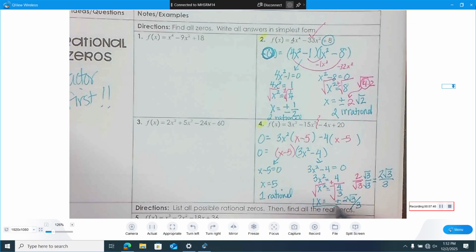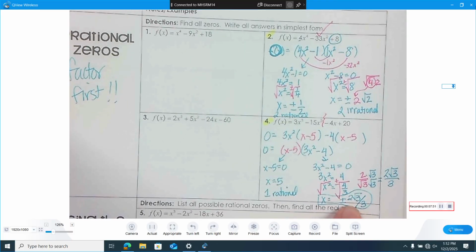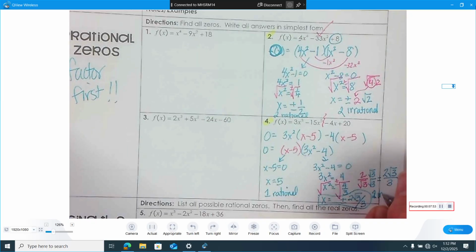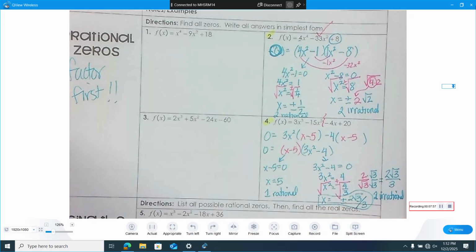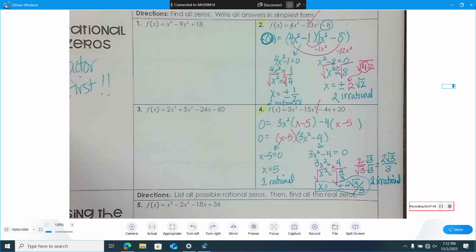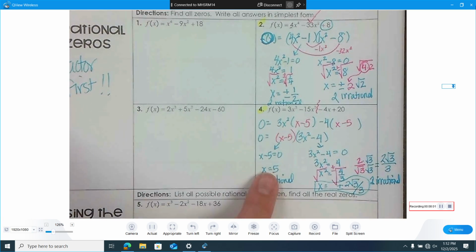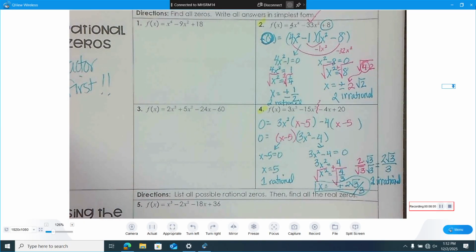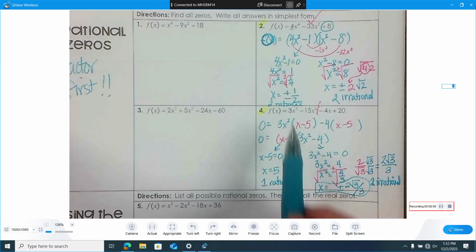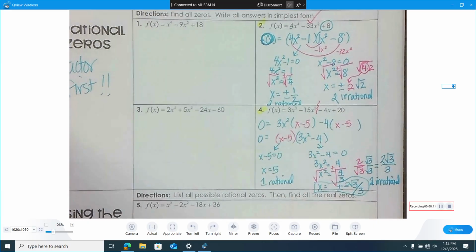Is this a rational or irrational answer? Irrational. It's irrational because that radical 3 in there makes it irrational. Rational, fractional here, 5 over 1. Real nice fraction. No crazy radicals. And again, there's 2 and 1, which makes a total of 3 zeros.